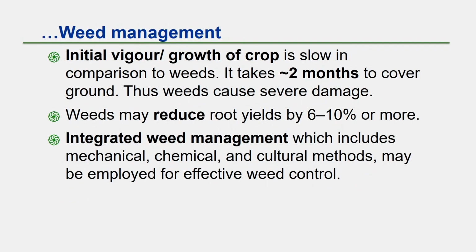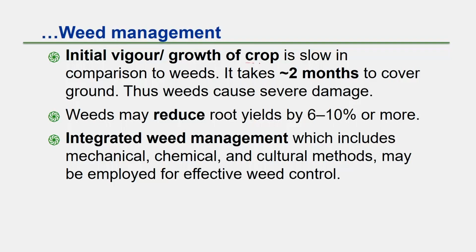Now, weed management, how to control these weeds? Better to go for integrated weed management. The initial vigor or growth of the crop is slow, so the first 2 months are very critical in this crop, when it should be free from weeds. Afterwards, it will have good growth, a good number of leaves that can suppress the growth of the weeds. Weeds may reduce root yield by 6 to 10% or more if they are not controlled.